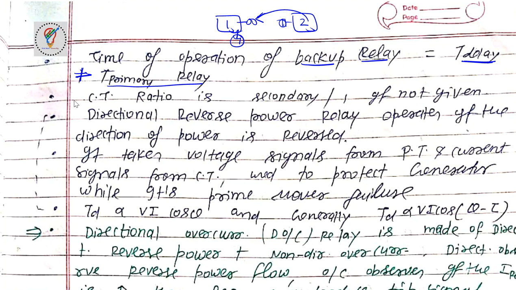Next one, the CT ratio is defined as secondary by 1, meaning whatever secondary value is given in the ratio, you consider it as the secondary value, divided by 1, which generally is the primary term, if no specified values are given here.